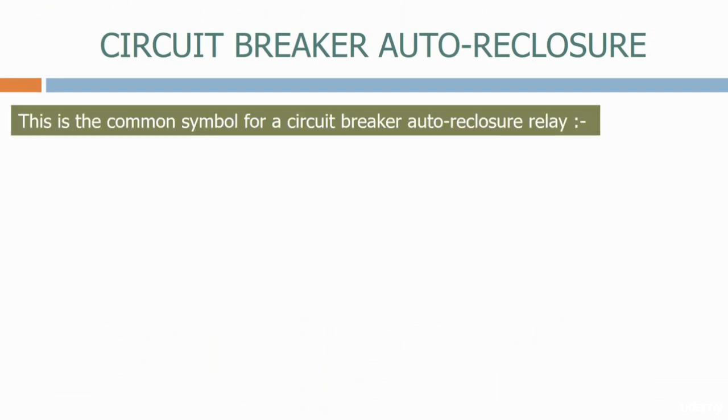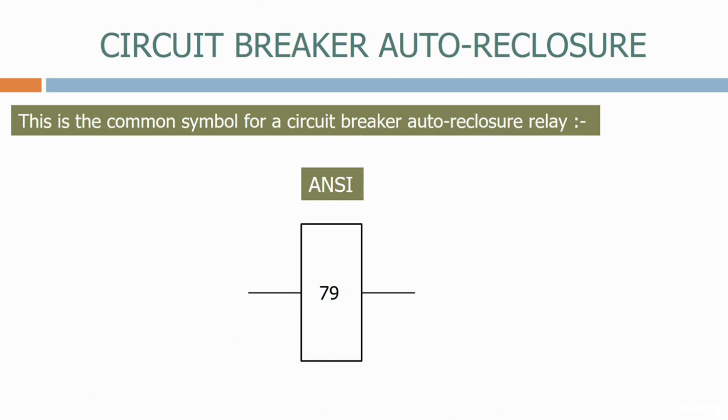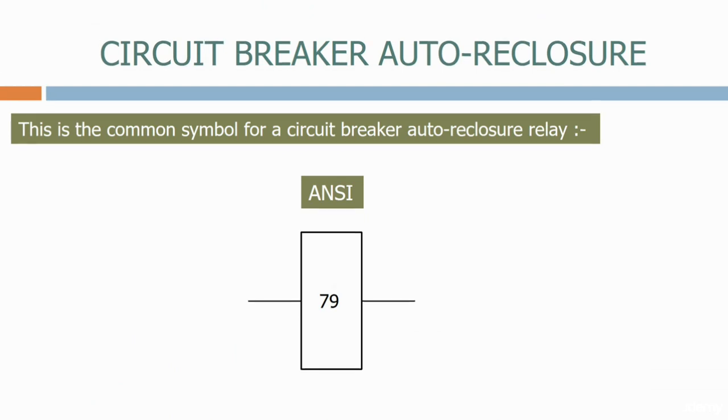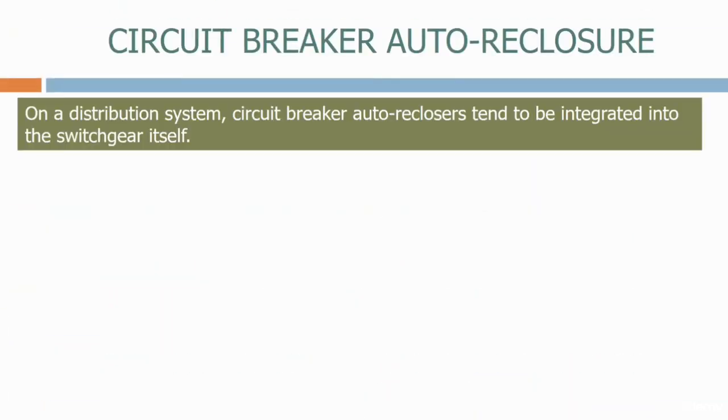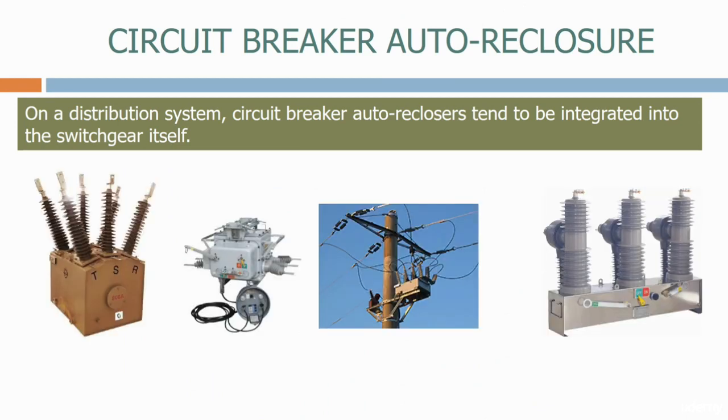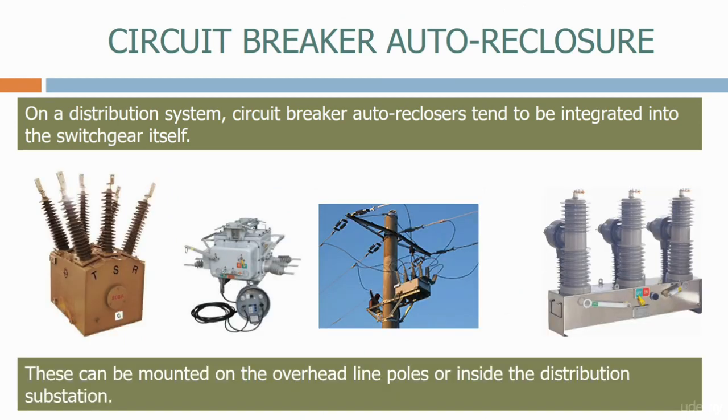This is the common symbol for a circuit breaker auto-reclosure relay. On a distribution system, circuit breaker auto-reclosers tend to be integrated into the switchgear itself. These can be mounted on the overhead line poles or inside the distribution substation.